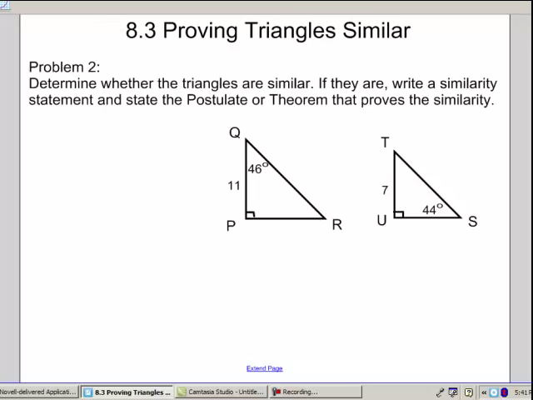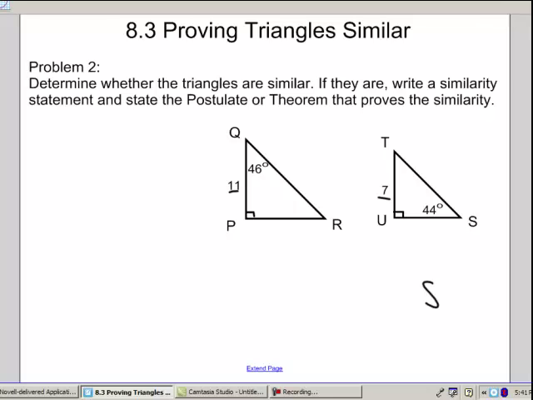Try number 2, determine whether these triangles are similar. If they are, write a similarity statement and then state the postulate or theorem that proves it. Pause your video and try it now. At first glance, I see these sides and I get pretty excited. Maybe these sides have to do something. But remember, I have side angle side and side side side. In this case, I only have one S. One S isn't going to get me anywhere at all.